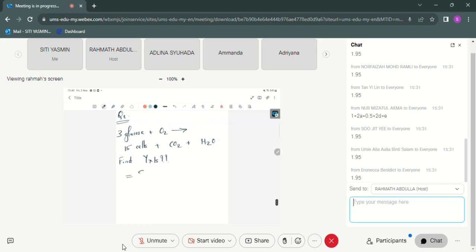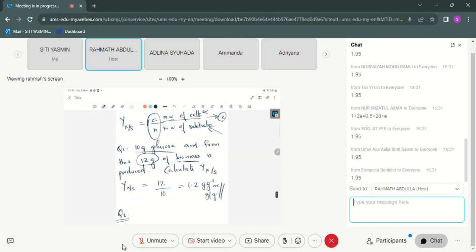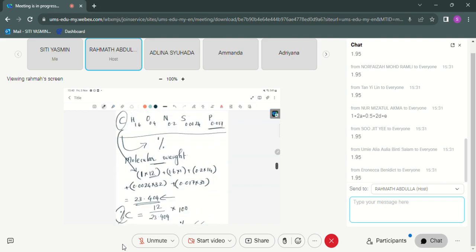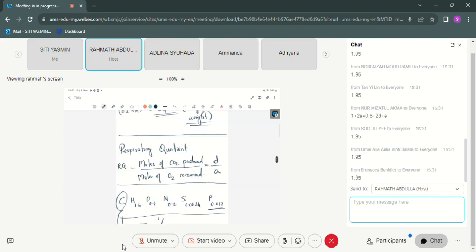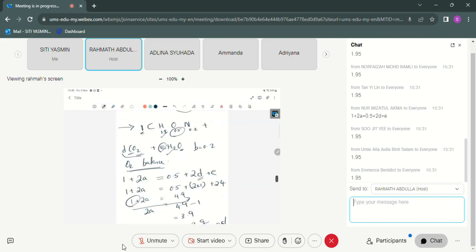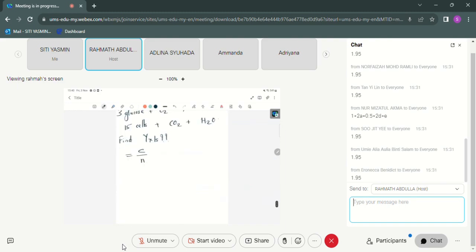Okay, equals C over N. So the C over here denotes the molecular weight of cells. Now earlier I told you, because the molecular weight of the cells is not given, isn't it? If no weight is given, you have to take 24.6 as the weight of the cells. Okay, so this is the dry cell weight. If nothing is given in your question, you have to take 24.6.